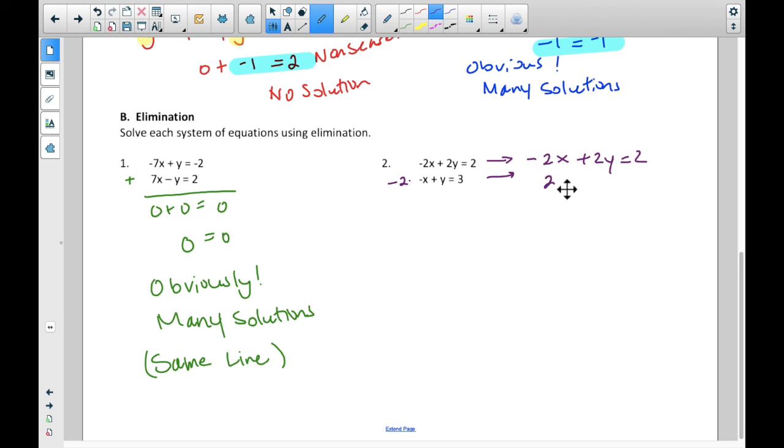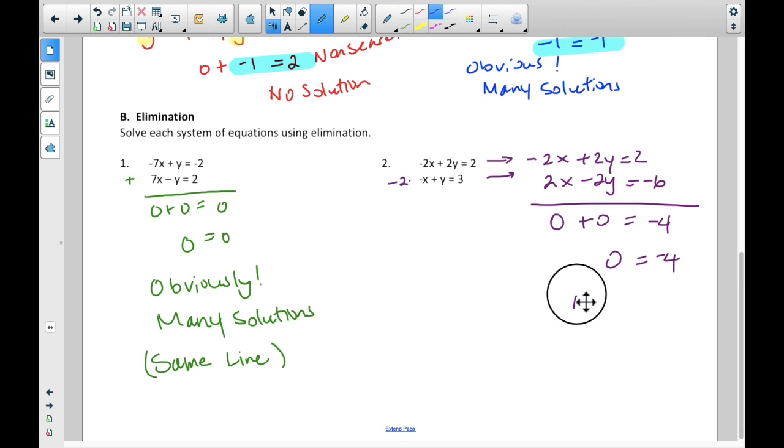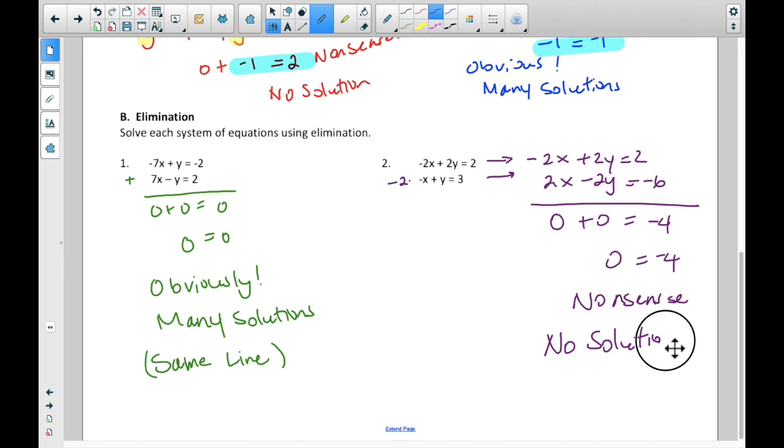So that gives us a positive 2x, a negative 2y, and a negative 6. So I'm going to add these straight down. Negative 2x, positive 2x drops off. Negative 2y, positive 2y drops off. And here we have a negative 4. Does 0 equal negative 4? No, that's nonsense. If it's nonsense, we say it's no solution. That means if we did graph these, they would be parallel lines.